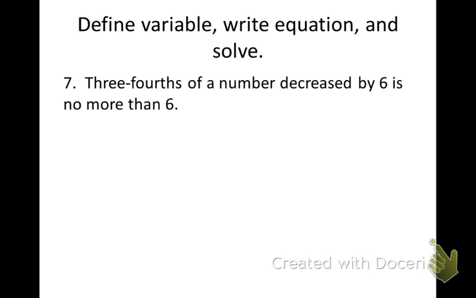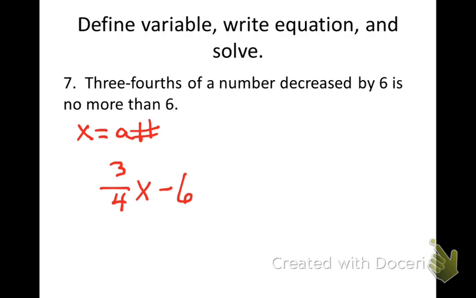We have a word problem. Remember, you need to define the variable. So we're trying to find a number. We don't know what it is, so use x equals a number. It doesn't say anything about evens or odds or anything like that. 3/4 of the number, that would be 3/4 times the number, decreased by 6 would be minus 6.